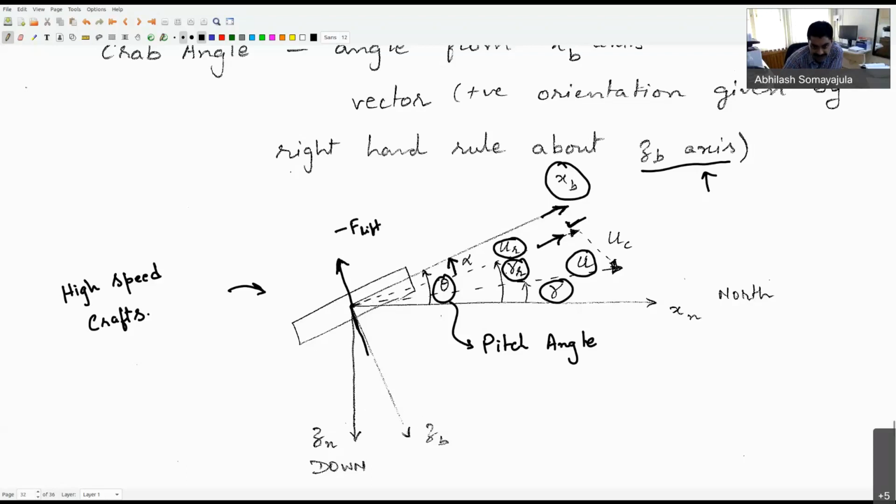What about the drag? The drag will occur in the direction of the velocity, which is opposite to how your x-axis is defined. That is why it is defined as minus drag. That's why the minus sign. Okay, I hope that is clear for everybody. Yes, sir. All right.